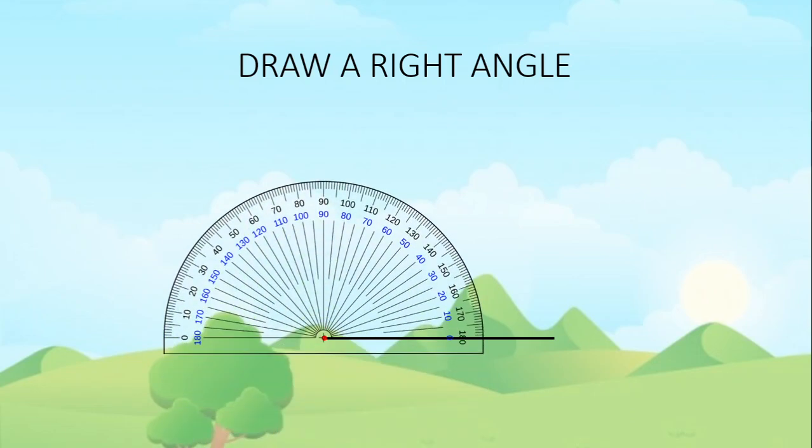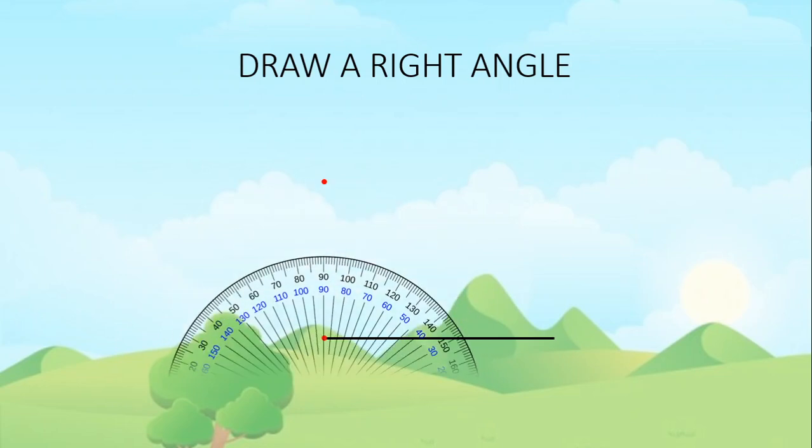Place the protractor such that the center coincides with the vertex and the line drawn coincides with the baseline. Now, the line you can see where it is touching 0, we have to follow that scale. So from that, you can see where it is pointing to 90. Mark a point at 90.